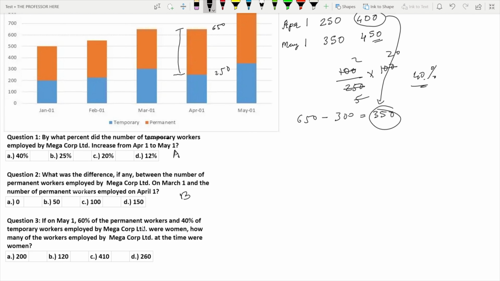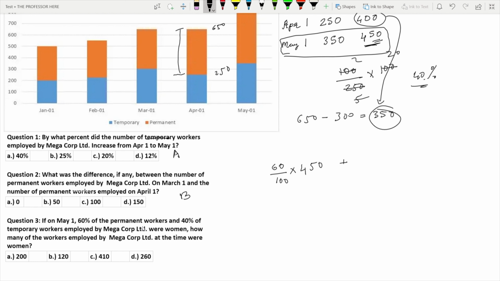Question number 3. If on May 1, 60% of the permanent workers and 40% of the temporary workers employed by Megacorp Limited were women, how many of the workers employed by Megacorp Limited at the time were women? So we already have the data for May 1. 60% of permanent workers means 60 by 100 into 450.